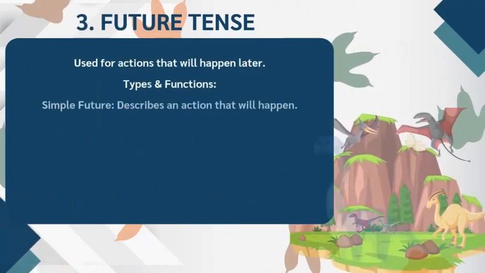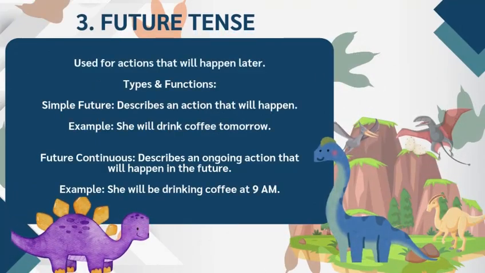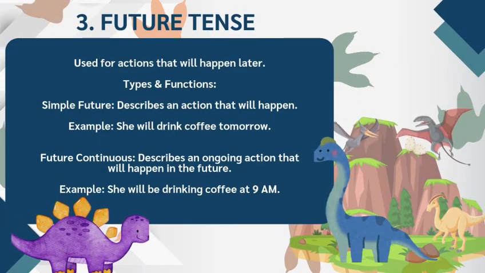Now we get to the future tense. Future tense is used for actions that will happen later. For the types and functions, first we've got simple future. It describes an action that will happen. For example, she will drink coffee tomorrow.